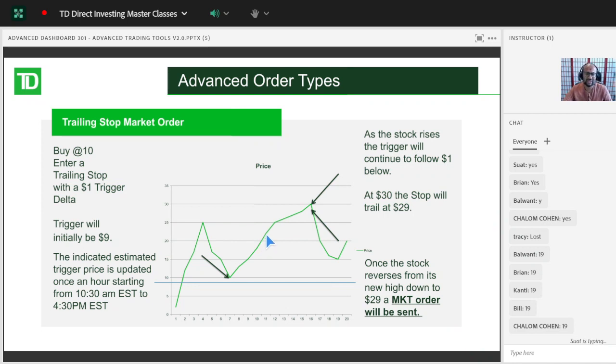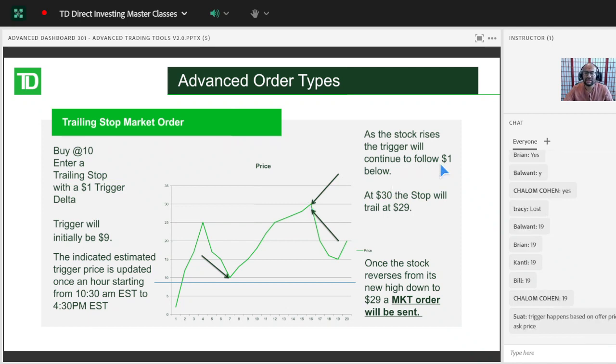And so you can see as we move along through time, the stock is rising, and it rises until it reaches a price of $30. So at this point, we know that at $30, my trigger delta of 1 will be 29. My stop price is set at 29. Now what happens is the stock starts falling. So now it's hitting right at this price. Now what do you guys think is going to happen?